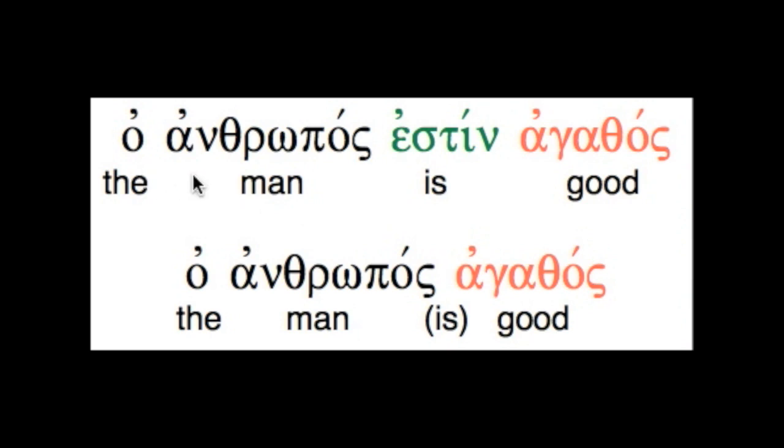So you might have ha anthropos estin agathos. The man is good. And again, that would be very nice because the word order follows English exactly. And notice the to be verb here is expressed. But I want you to see this, that very often in Greek, if the to be verb is thought to be obvious, they'll just leave it out. So they might say ha anthropos agathos. And the idea is left out, but it's implied. Ha anthropos agathos.